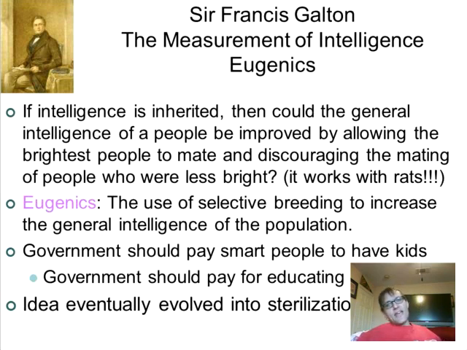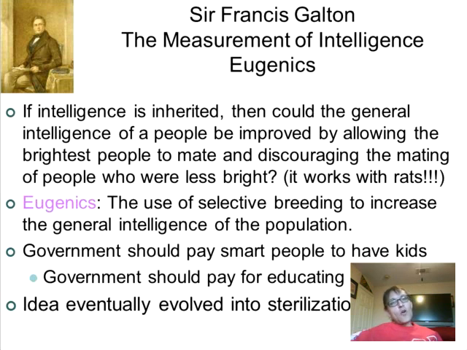So here's where he goes with it. And again, be careful, because these are logical things. These are really logical, but they turn pretty freaky pretty quick. So if intelligence is inherited, okay, he thinks it is, here's his evidence, then could the general intelligence of a people be improved by allowing the brightest people to mate and discouraging the mating of people who are less bright? And the answer is yes. They've done it with rats. You can breed smart rats and dumb rats. It's not that hard to do.